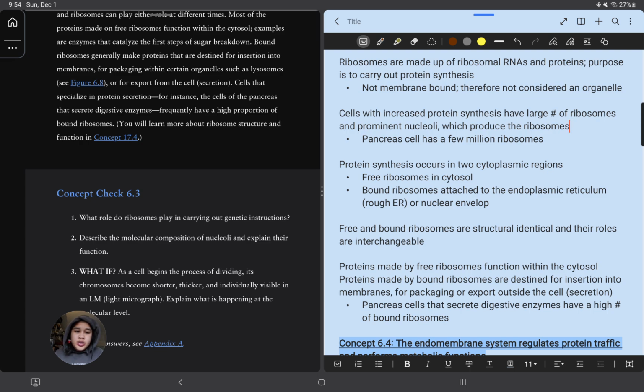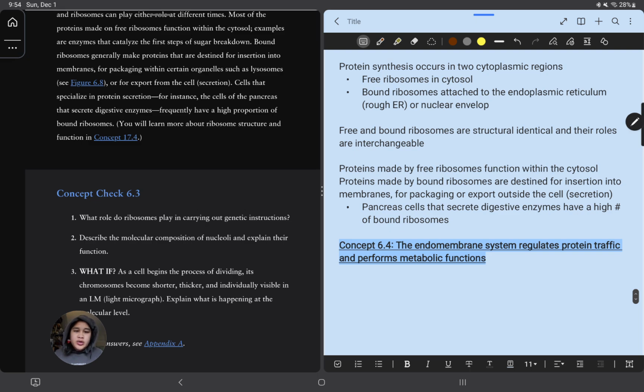Protein synthesis occurs in two cytoplasmic regions: free ribosomes in the cytosol and bound ribosomes attached to the endoplasmic reticulum or nuclear envelope. And I just want to note here the difference between the smooth endoplasmic reticulum and the rough endoplasmic reticulum is the ribosomes. So bound ribosomes attached to an endoplasmic reticulum make it the rough endoplasmic reticulum. Free and bound ribosomes are structurally identical, and their roles are interchangeable.